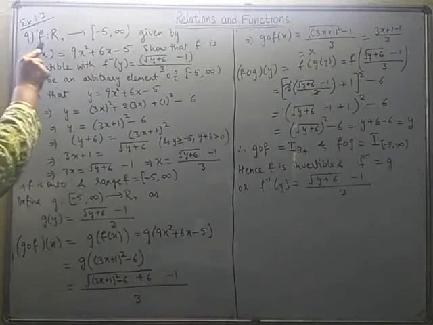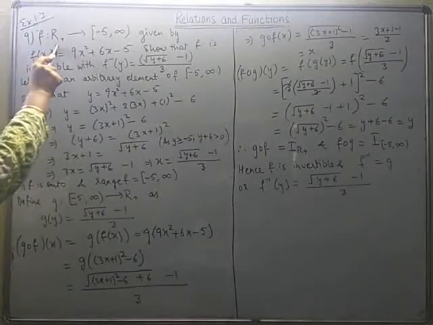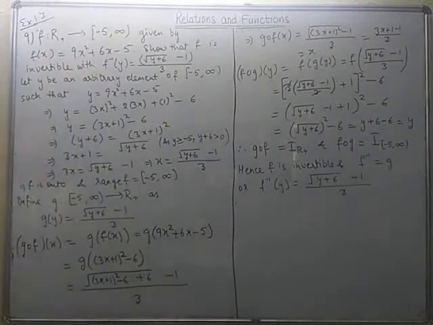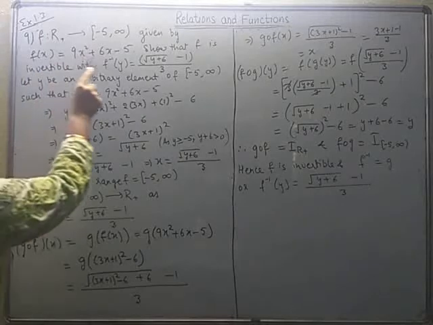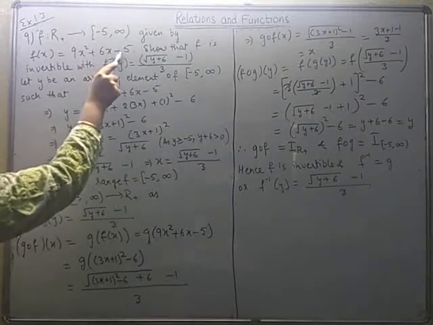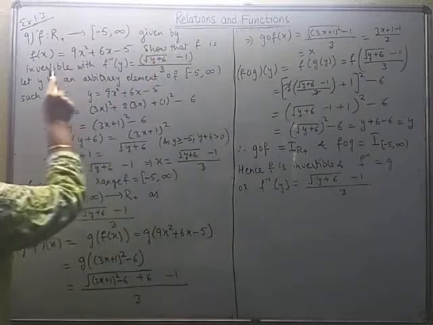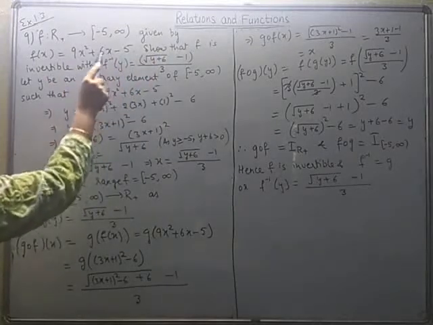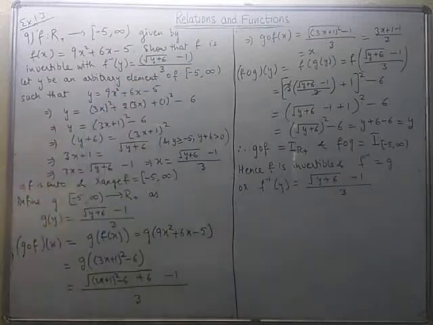We are given f, a function from the non-negative real numbers to the semi-closed interval from -5 to infinity. The function is defined as a quadratic polynomial, 9x squared plus 6x minus 5. So we have to show it is invertible and find the inverse of this function.